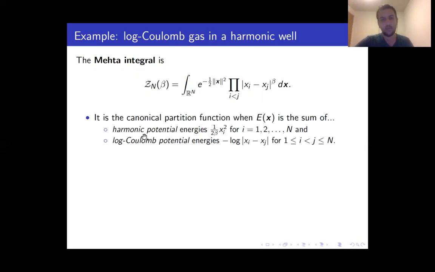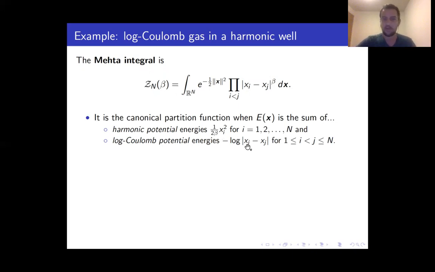Each of them plays a separate role. Notice here that the harmonic potential energy gets larger, the ith one that is, gets larger if xi is far from the origin. So if the ith particle gets far away, it makes the energy larger, makes the total energy larger, and therefore it gives you a less probable microstate.